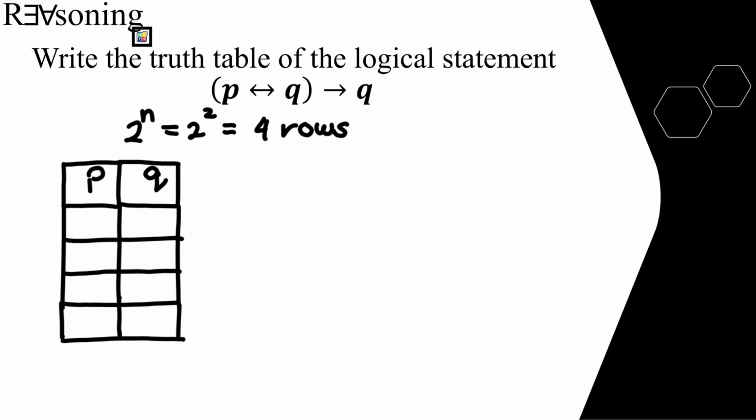So the first column for P, let's have here true and true. For our Q, you will have true and false. To complete the first column, you will have here false and false. For our second column, true and false. Examining the pairs, all combinations are there.